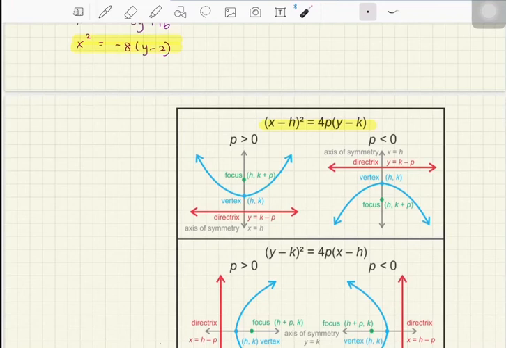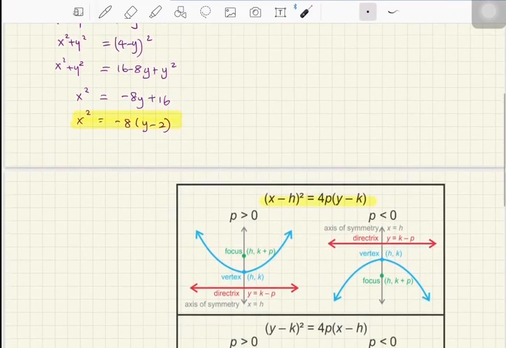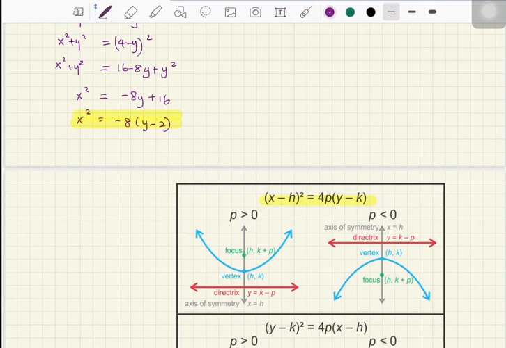And then if you want, you can find the directrix, the focus, and everything else. For here, I'm just going to really quickly write out that p is going to be negative 2, and then k is going to be 2. h is going to be 0.